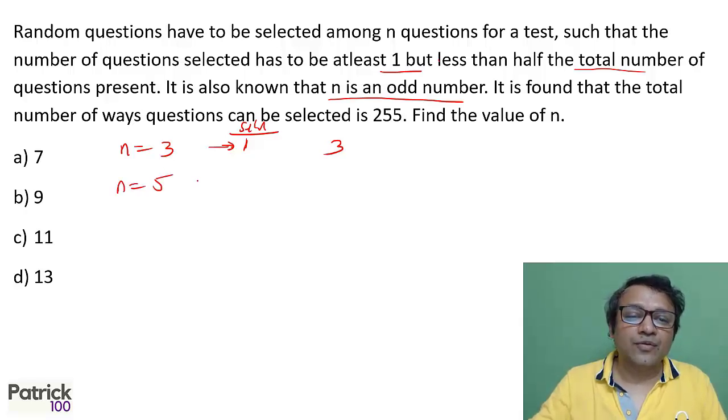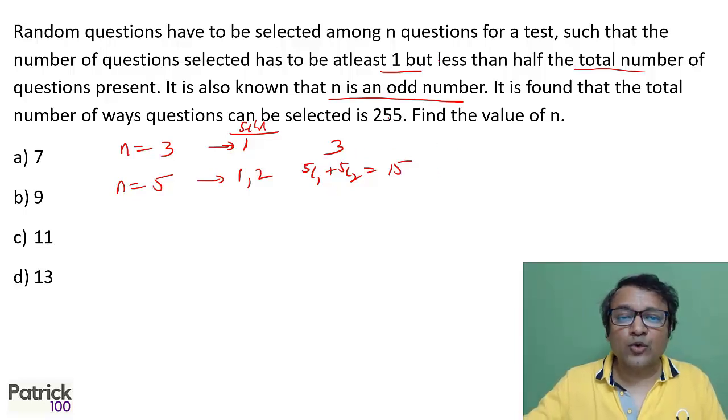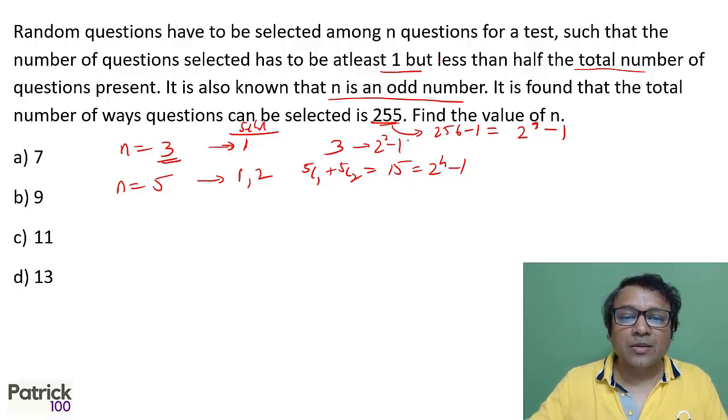Let's say n is 5. I have to select either one or two questions. Selecting one question is 5C1, selecting two questions is 5C2, which will be 15 ways. If you notice properly, 255, I know, is 256 minus 1, which is 2 raised to 8 minus 1. So this is 2 squared minus 1, this is 2 raised to 4 minus 1. That means for 3, it is 2 squared minus 1, and for 5, n equal to 5, it is 2 raised to 4 minus 1. Which means if it's 8 out here, the number of questions should actually be 9.